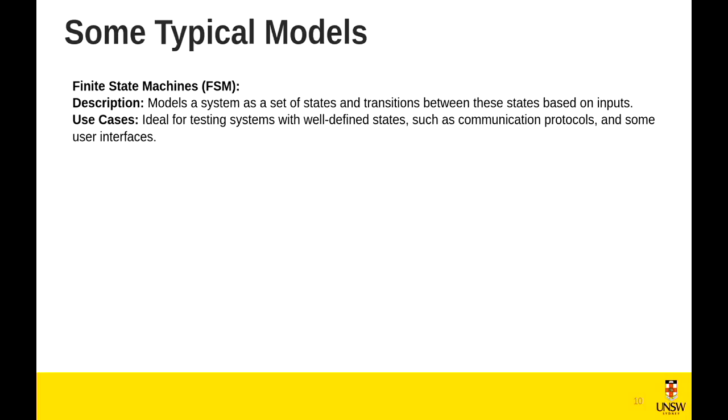The first one is called finite state machine. Many schools or many universities use this type of finite state machine to teach some testing courses. And finite state machine, have you heard about it before in other courses? No? Okay, it's like an automaton that can be used to describe different states and transitions between states.